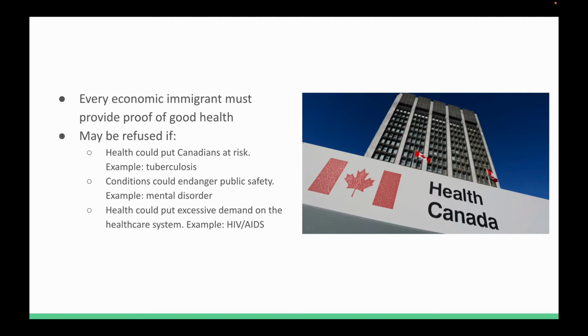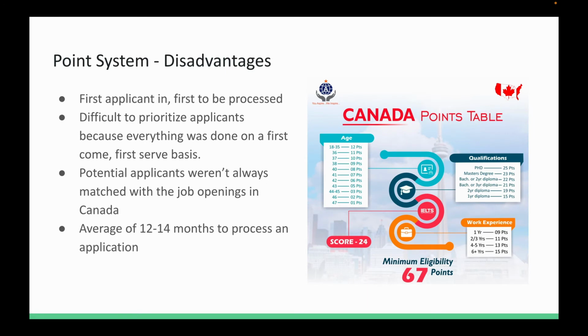So this point system lasted a long time, but there were some major disadvantages, some clear disadvantages to the points system. First, first application in is the first one to be processed. So if there's a long line of applicants, then you're going to be waiting a very long time. It made it very difficult because it was first come, first serve. It was difficult to prioritize applicants. Maybe there was an economic immigrant coming in that we definitely could use here in Canada, but because of this system, it's first in, first to be processed, we might be waiting a long time to reap the benefits of that potential immigrant coming in.